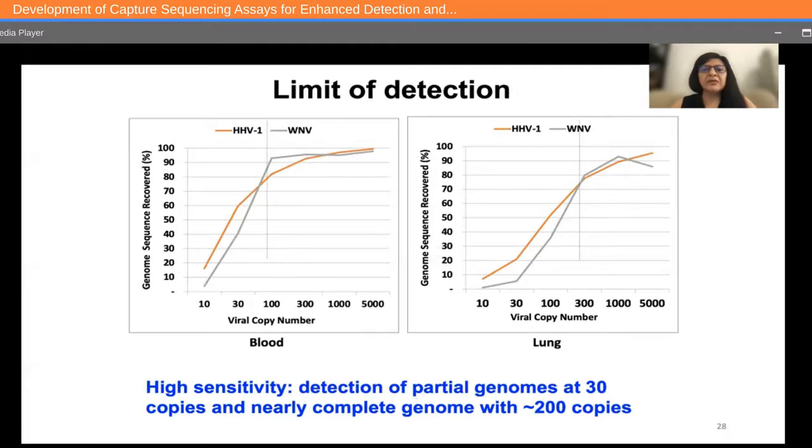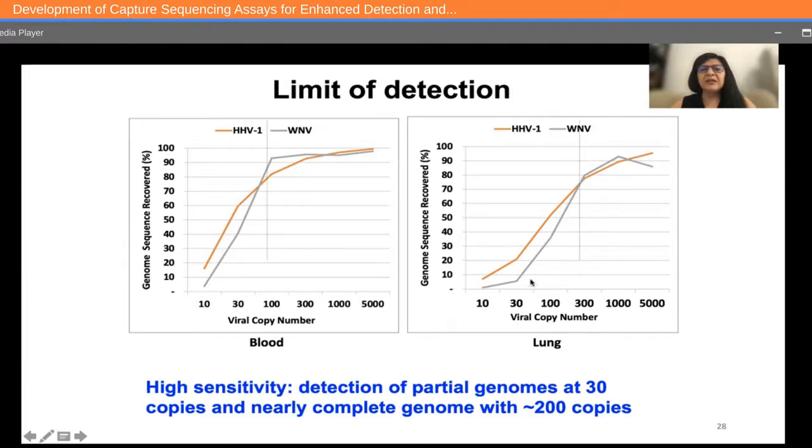Now, in terms of the limit of detection, here we can see that there are 2 experiments in blood and lung, and we can see the copy numbers ranging from very low, 10, to 5,000. And we can see that with copy numbers as low as 10, we have some detection, and at a copy number of 30, we have pretty good recovery, almost ranging from 20 to 30%.